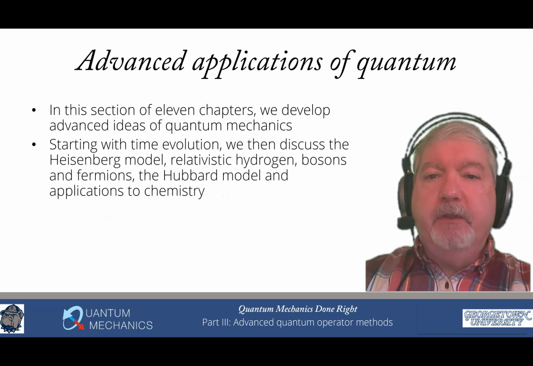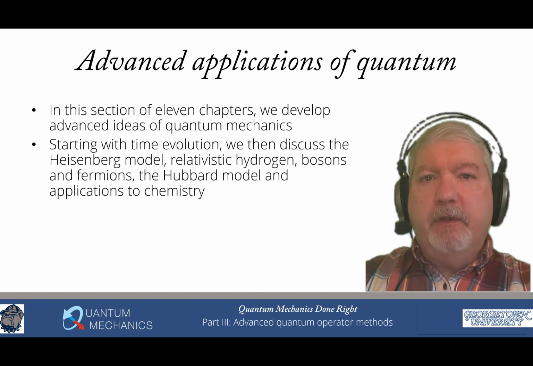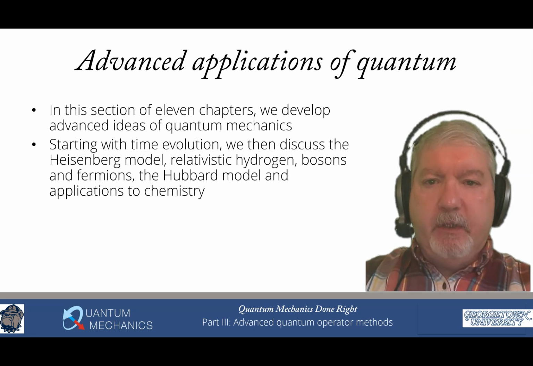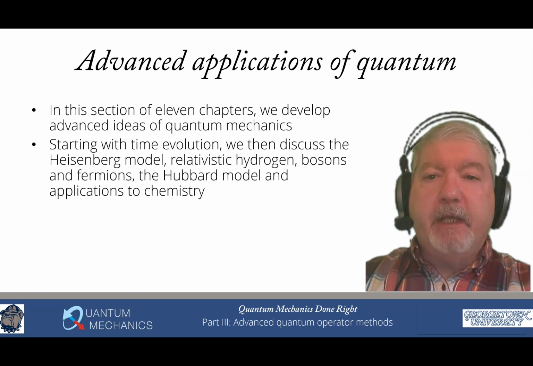We start with time evolution. Time evolution being one of the more challenging aspects of single particle quantum mechanics, especially when the Hamiltonians depend on time. Then we'll discuss a more complicated spin model, the Heisenberg exchange model, which is more complex than the Ising and XY models. And it doesn't have an exact solution via fermionization, but it does have an exact solution via the Bethe ansatz, and we'll talk about that.